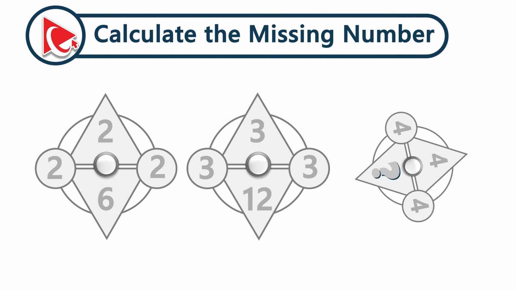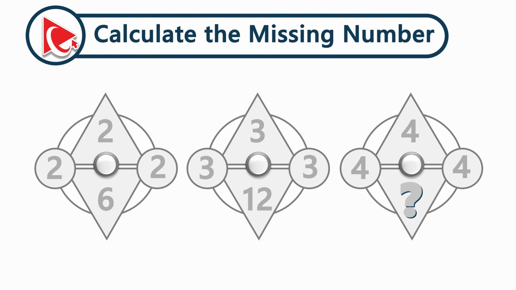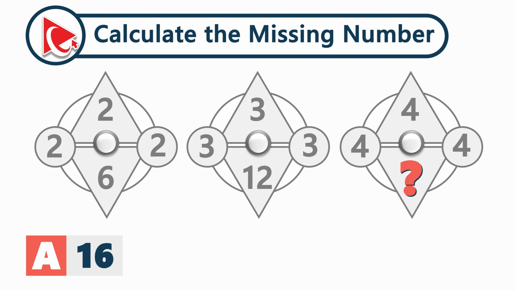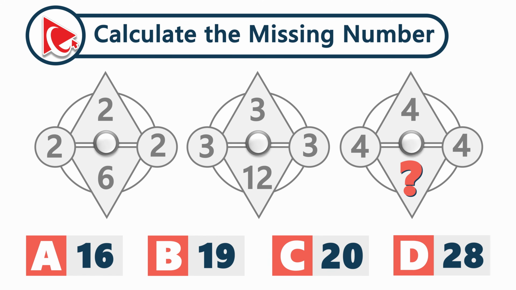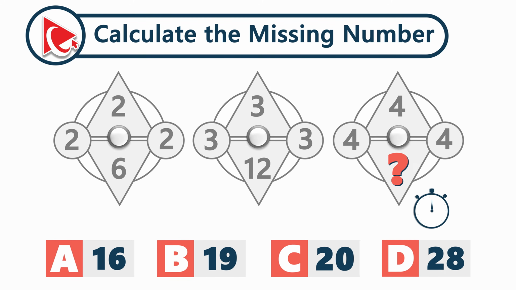You're presented with an amazingly cool looking shape, which has 4 numbers inside. The first shape has numbers 2, 2, 2, and 6. The second shape has numbers 3, 3, 3, and 12. The third shape, though, has only 3 numbers, 4, 4, and 4. And then comes the missing number, which you need to calculate and select your answer out of 4 possible choices: A, 16, B, 19, C, 20, or D, 28. Can you solve it and choose the right answer?